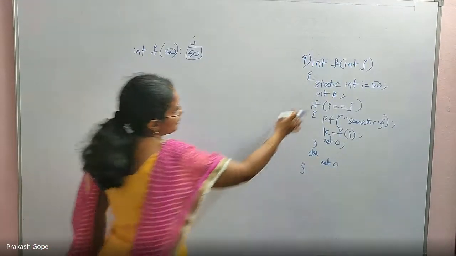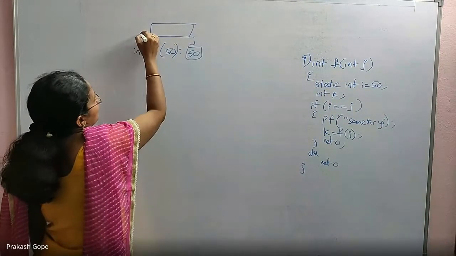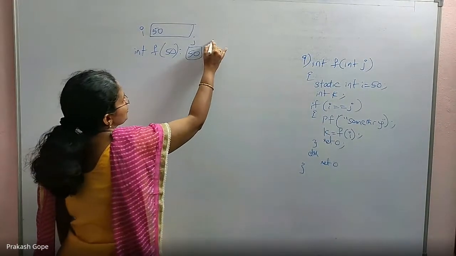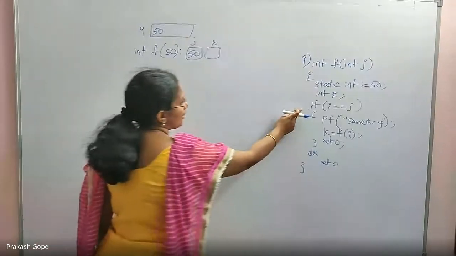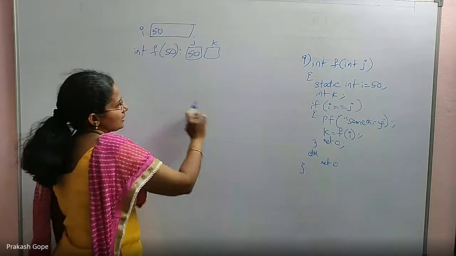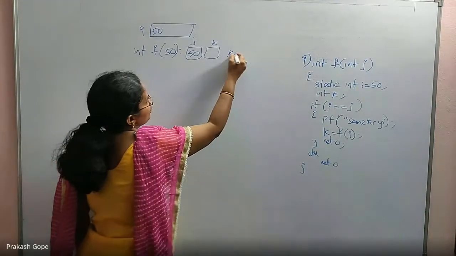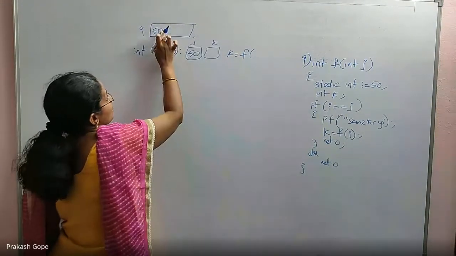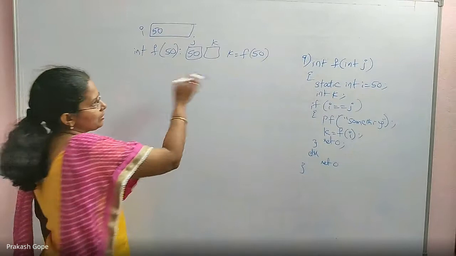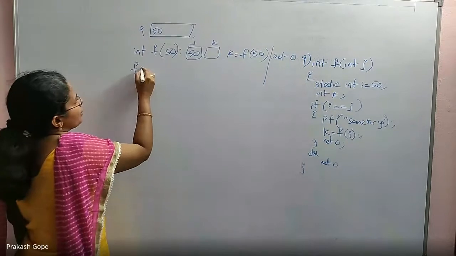Static variable is created, it's a recursive function call. So static variable created, i copied with 50. Also there is a local variable for this function called k. If i is equal to j: i value is 50, j value is 50 in this function call, both are equal. Yes, so print something. Then k is equal to f of i. What is i value? 50, f of 50. By seeing the function call, I will jump to the next function call. Of course, there is a return statement which is pending. So f of 50 again.